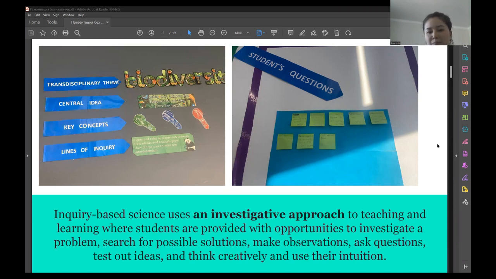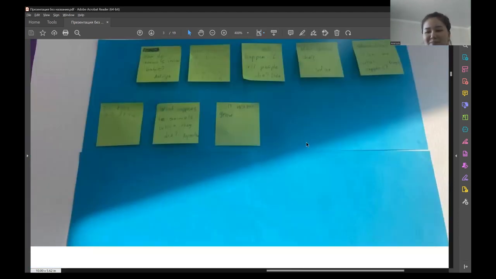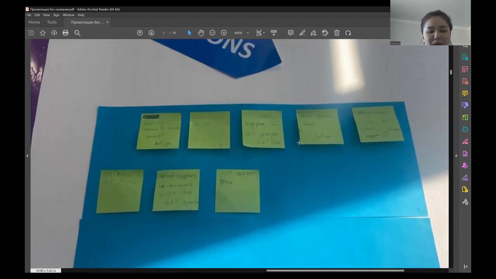And in the second picture, you may also see a part of the wall where students write their questions on stickers and stick them on the wall. Right now it is about plants and animals, but what happens when a plant dies, what happens when an animal dies, or they were asking for names of the plants or animals. This is very common in science lessons.